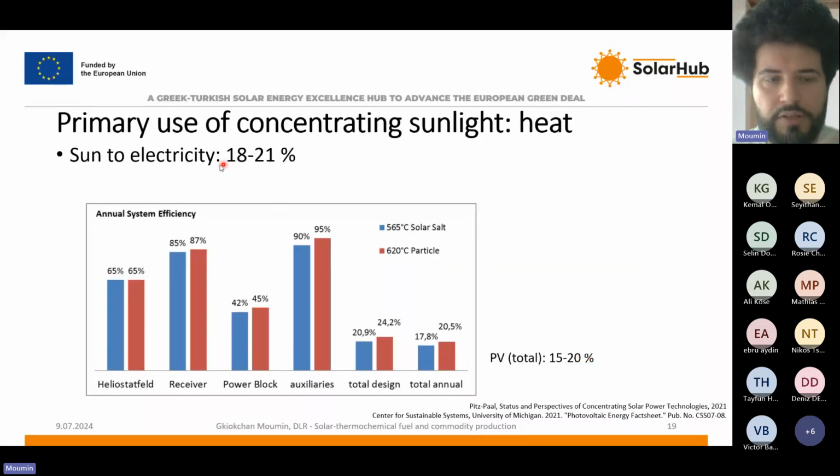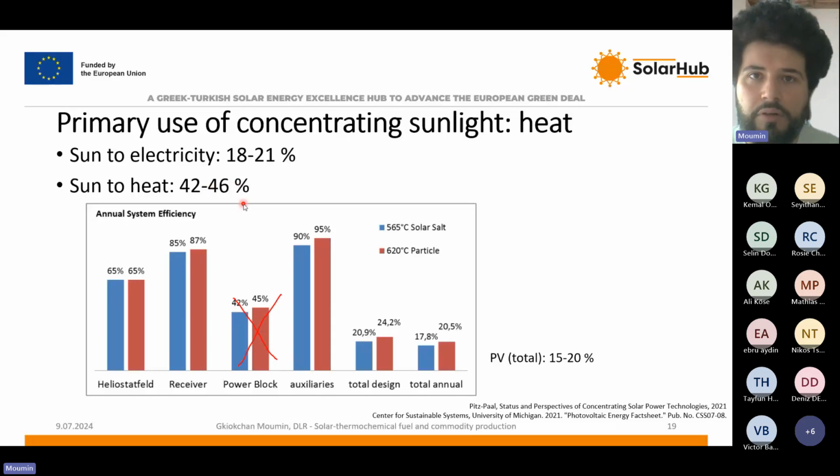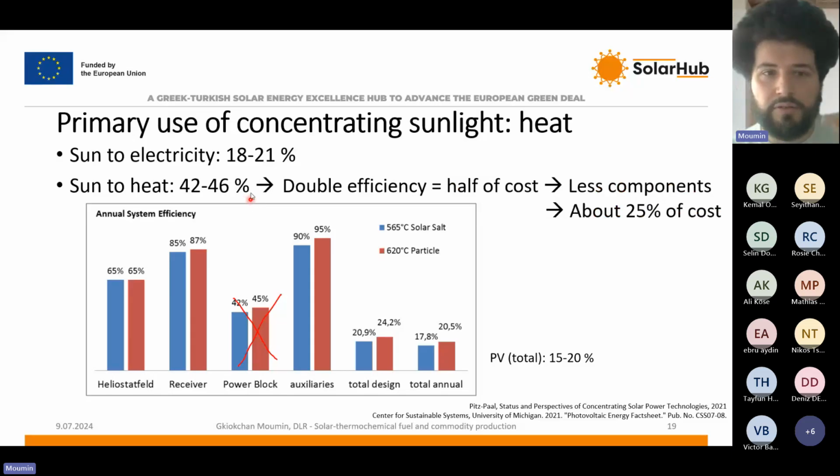So for CSP, we can say sun to electricity 18 to 21. But if we just consider sun to heat and say, okay, we don't need a power block, this efficiency more than doubles actually. Because we don't use half of our energy in our power block and we make direct use of the heat. And this means if the efficiency is more than doubled, the cost is halved basically. So with the same installation, you produce double the output.